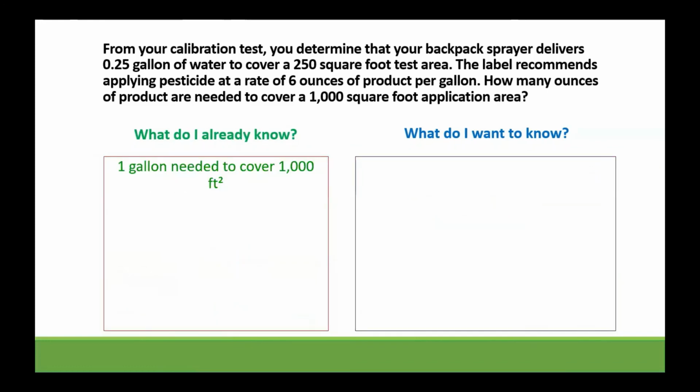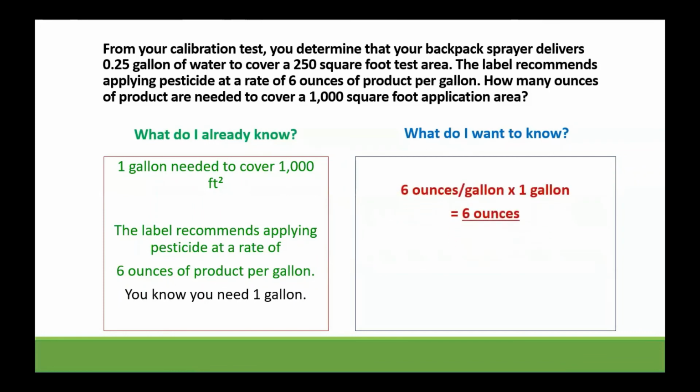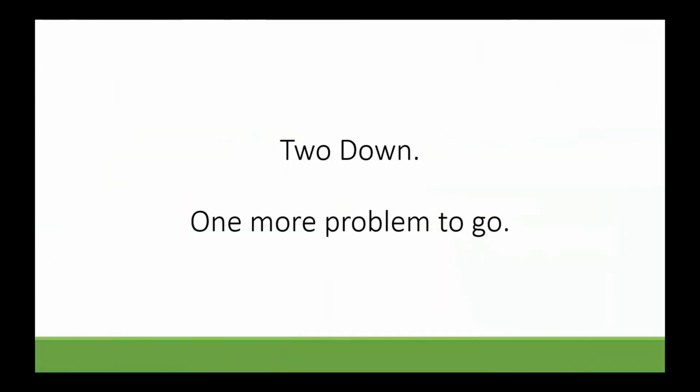So now we know it takes 1 gallon to cover 1,000 square feet. And the label recommends applying pesticide at a rate of 6 ounces of product per 1 gallon. You know you need 1 gallon. So this is where people start to get doubts because the next part seems too easy. 6 ounces times 1 gallon equals 6 ounces. We've got 2 down and 1 more problem to go.